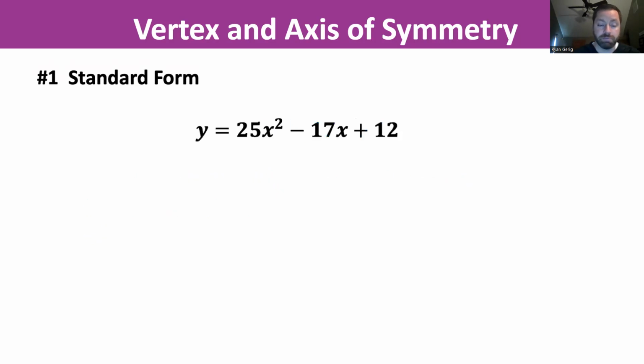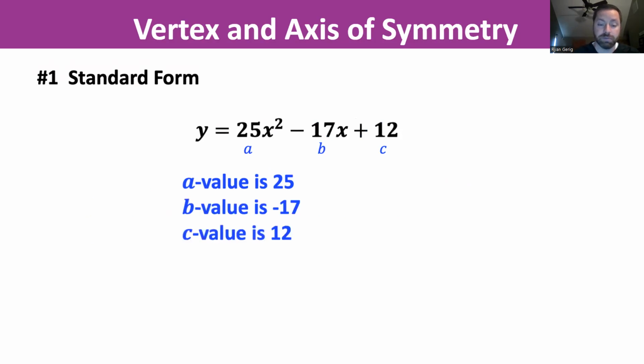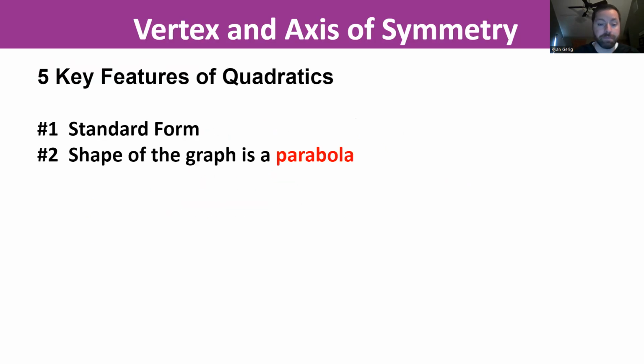All right, so here's this quick example. What's A, B, and C in this problem? Well, it's those right there. So A is 25, it's positive. B is negative 17, you do have to include the sign. C is 12. Simple as that. That's standard form. That's just identifying what standard form looks like.